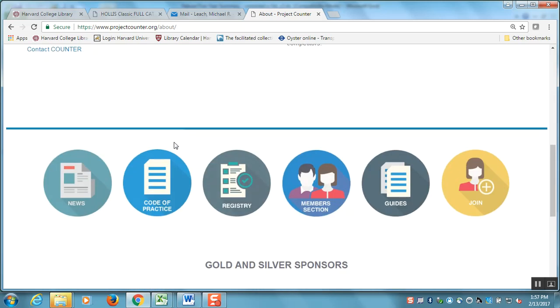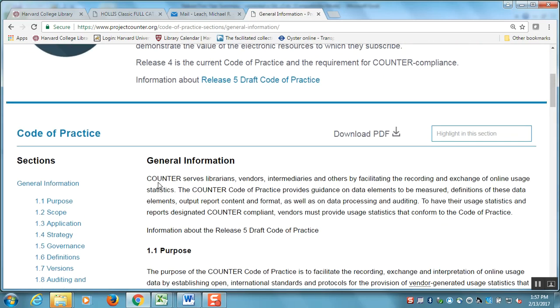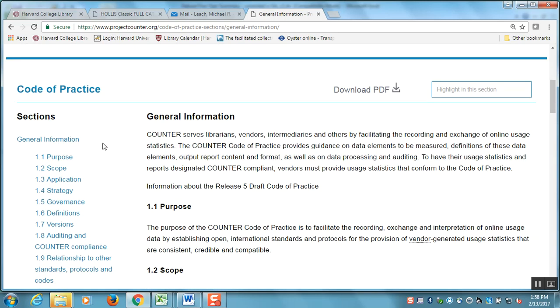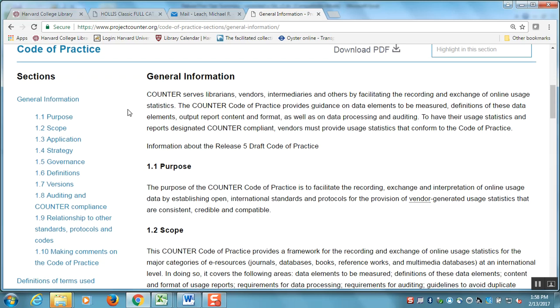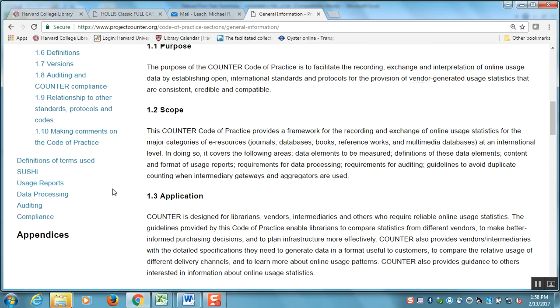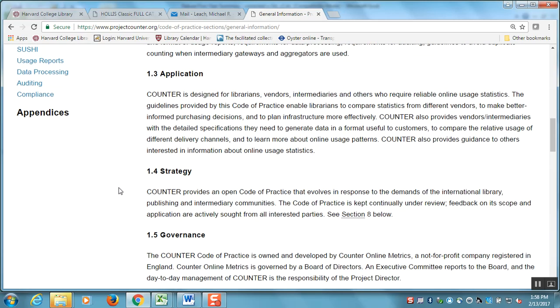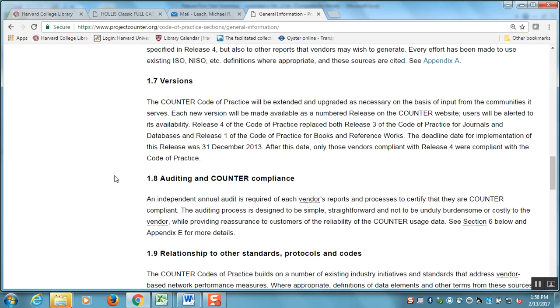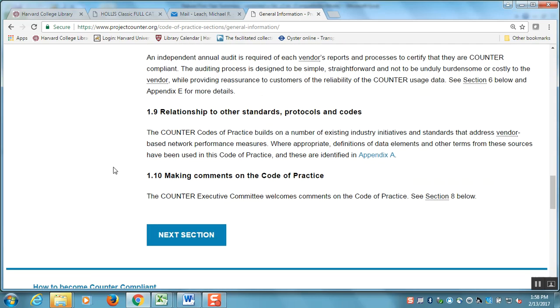The real key here are the codes of practice. Now, there are a variety of different reports that are available. You can see here Release 4 of the Codes of Practice is the current one, and then there's a draft for Release 5 in the works right now. There's some general information. It talks about the purpose of COUNTER, its scope, how it works, the strategies and governance, some definitions related to it. There are different versions depending on which type of e-resource you're working with. COUNTER works with databases, it works with ebooks and e-journals, and there are different types of reports for each one of those.